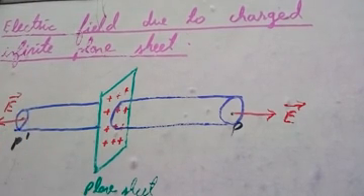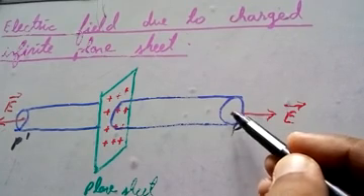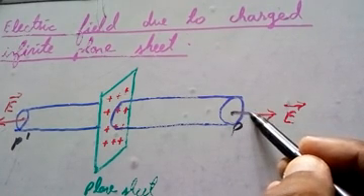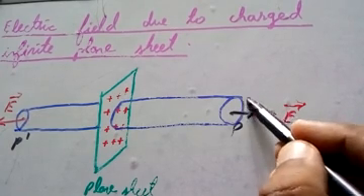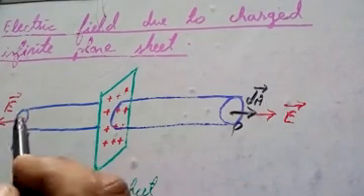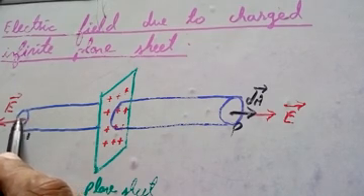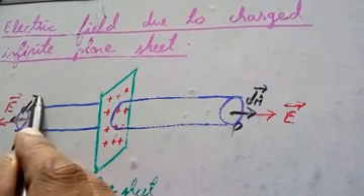Let's see the area normal for this surface. At this point P, we'll take the area as dA, and the area normal here will be the dA vector. This will be the area normal, and on this side also we'll have the area normal this way. So this will be the dA vector.